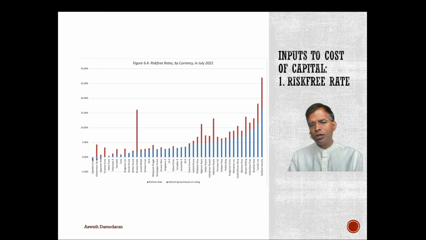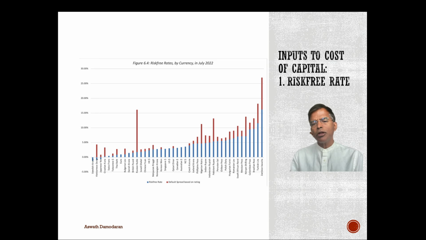And if you look across currencies, you'll notice that there are currencies with far lower risk-free rates, and in fact, even some currencies with negative risk-free rates. You're saying, how can that be? Remember we said inflation is the key driver of risk-free rates? High inflation currencies will have high risk-free rates. Low inflation currencies will have low risk-free rates. And deflationary currencies could have negative risk-free rates.